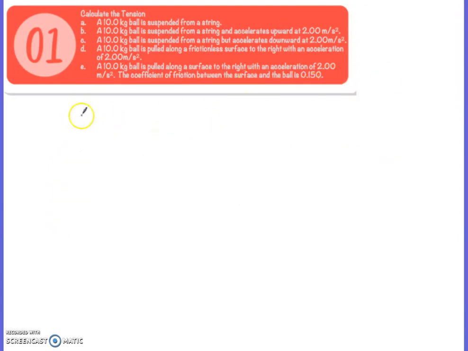And now we'll do example C. A 10 kilogram ball is suspended from a string but accelerates downward. So now we have a downward acceleration. So that's negative 2 meters per second squared. Free body diagram, the tension upward is going to be smaller than the weight. The weight hasn't changed, but the tension is smaller than the weight. So we have a downward acceleration. Remember, the acceleration is always in the direction of the net force.